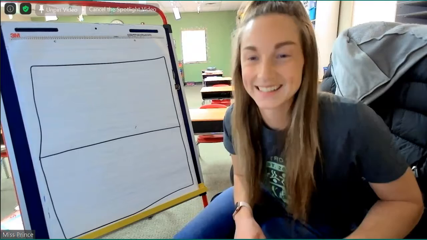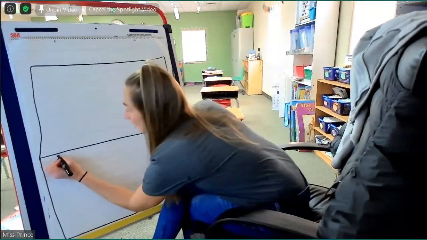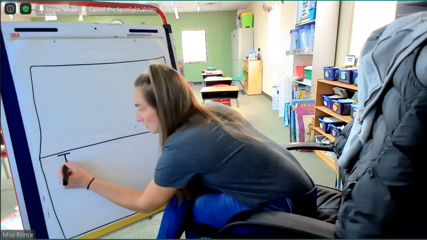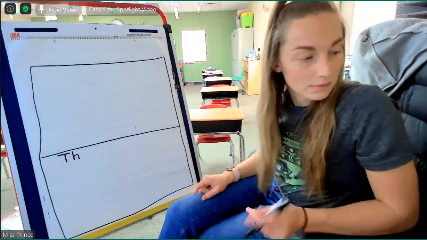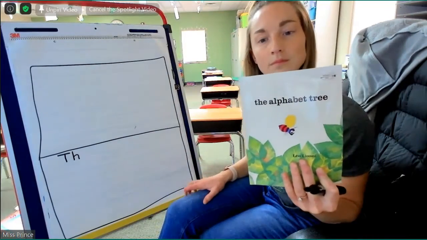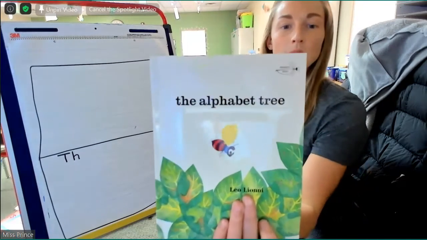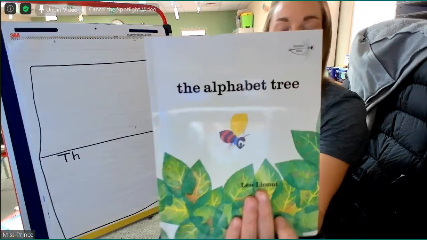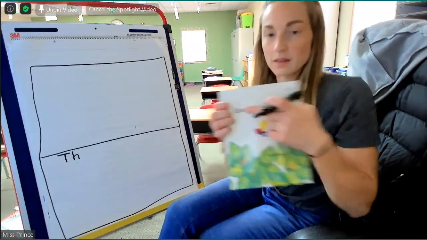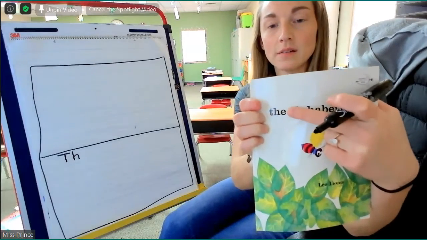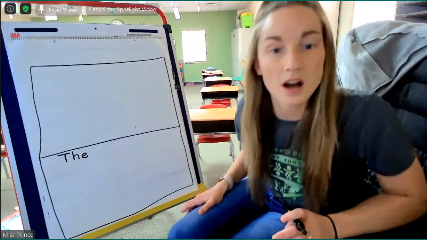Say it nice. One more. T-H. T, and I'm using a capital because it's the beginning of my sentence. The. Okay. Any more letters in the? Yes. Which letter do I need? A. Double check. What's this letter? Oh, E. Good job. The. Okay. Now I want to spell dog.